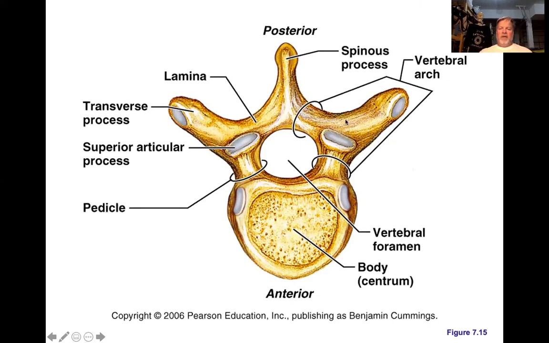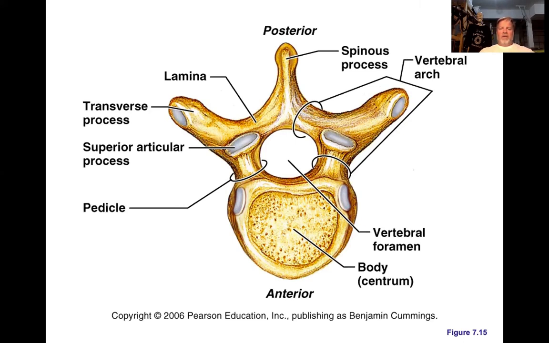Past the vertebral arch, those 2 together, along with the body, enclose the vertebral foramen, and it's in this vertebral foramen that your spinal cord passes through. Anyway, off the back here, we've got the spinous process. They stick straight out the back. And then I've already said you have the transverse processes off to the side.